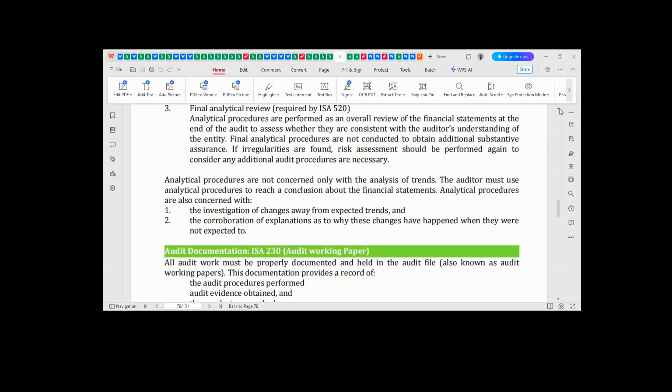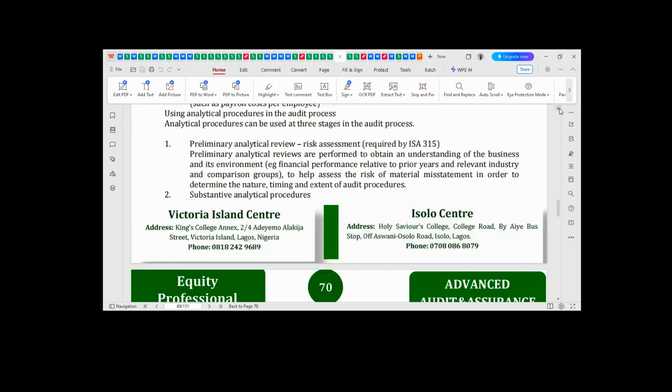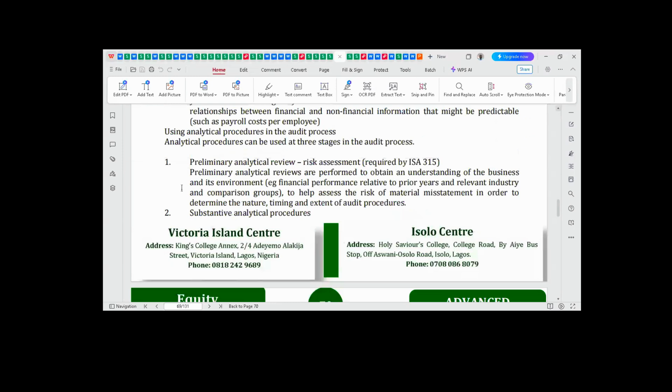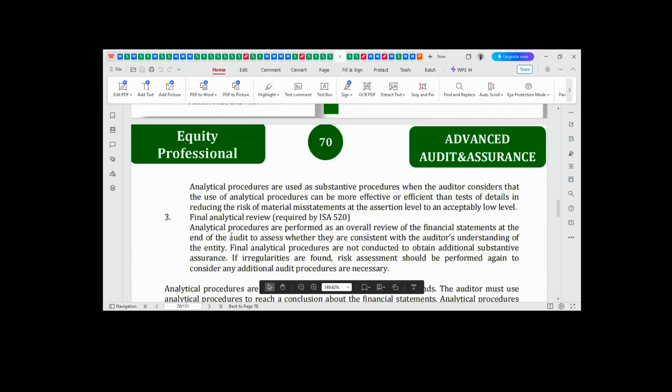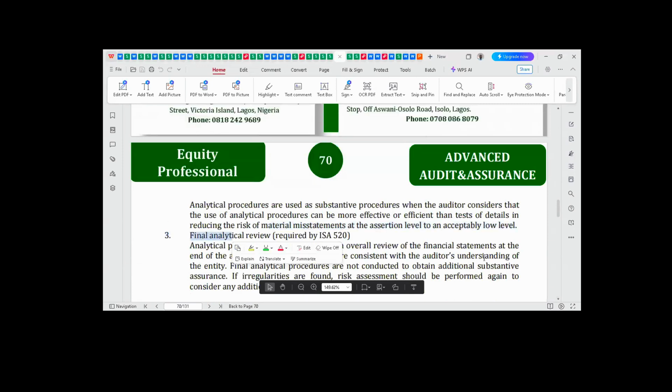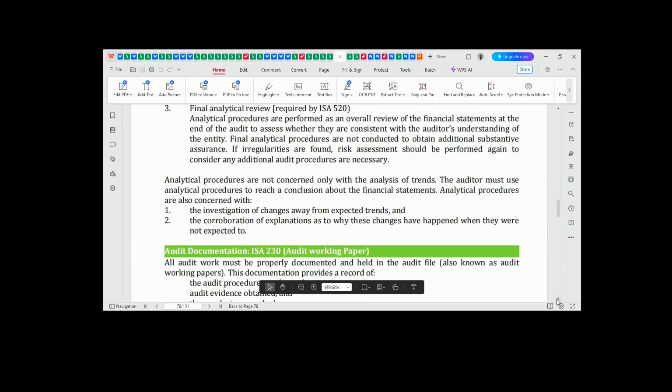All right. Thank you. This is what I just discussed: the three stages in analytical review procedures. Preliminary analytical review, which I just explained. Substantive analytical review, I also just explained that. And the last one there is the final analytical review, which I just completed. All right. So we move ahead to the next area.